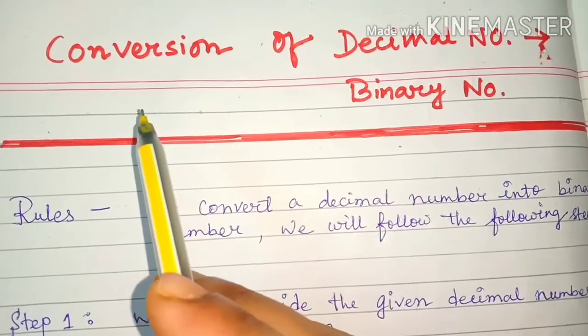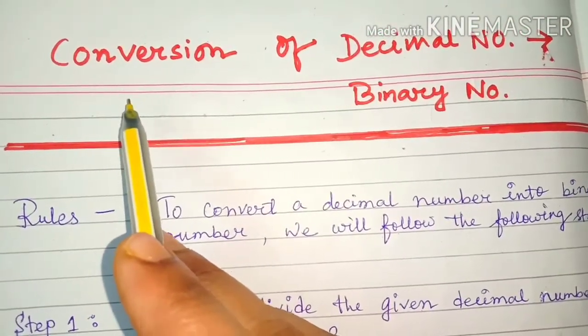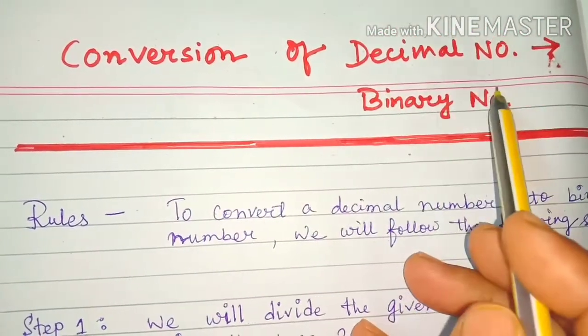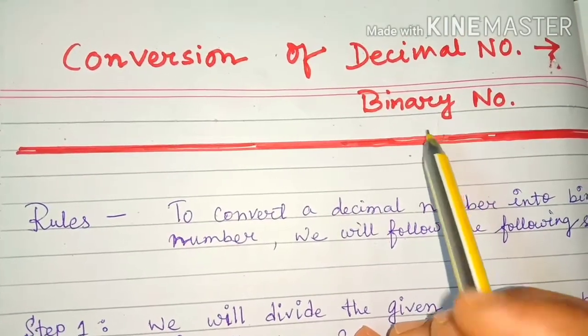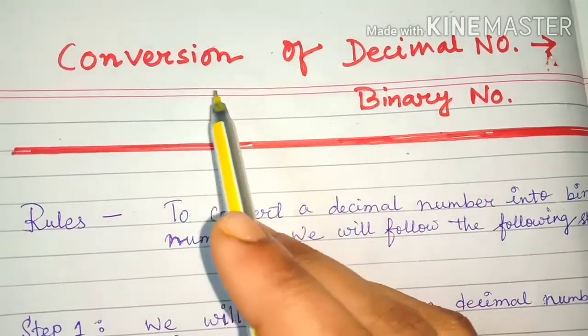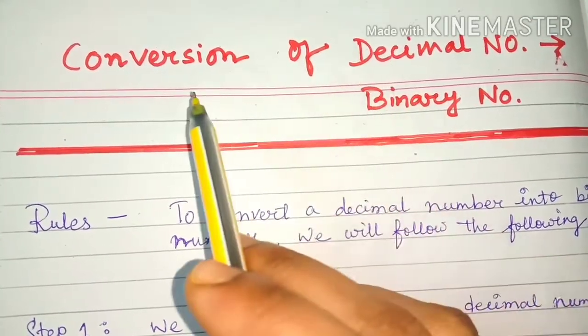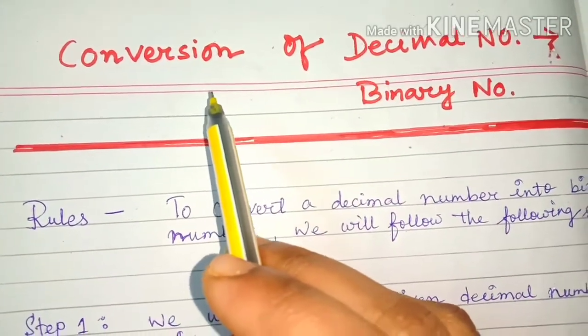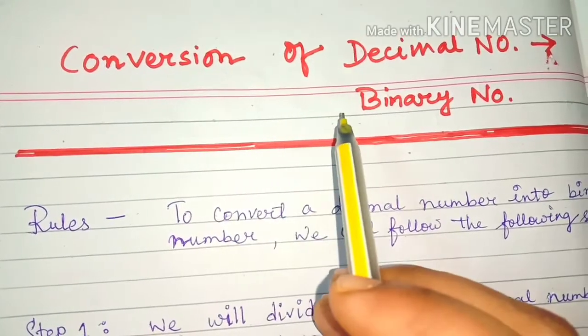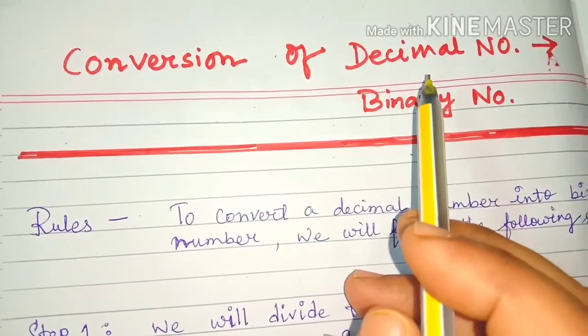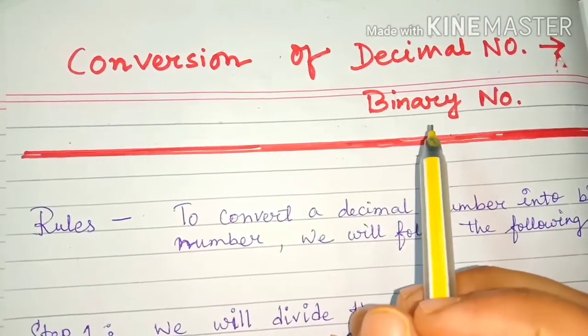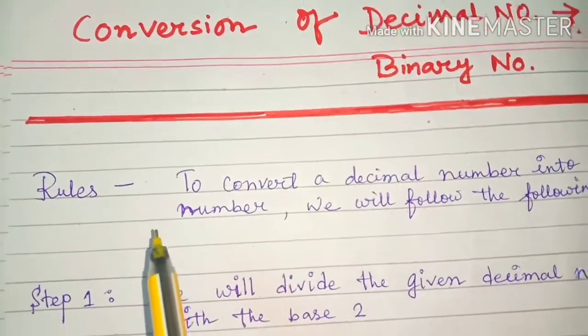Students, today we are going to learn conversion of decimal number to binary number. In another video I have shown you conversion of binary number to decimal number. In this video we will learn just the opposite of that, that is from decimal number to binary number. Some rules are there that we have to follow.